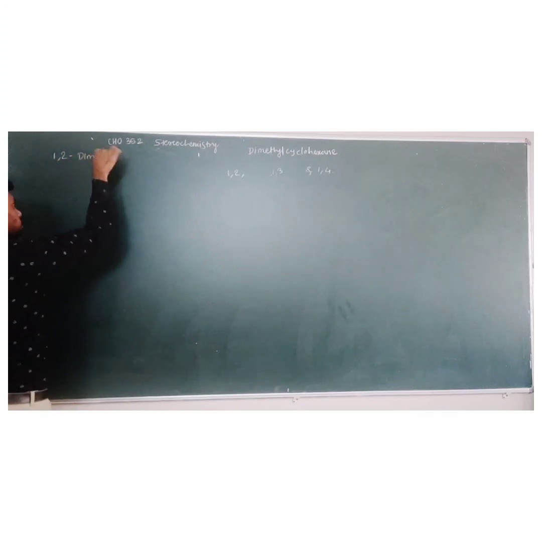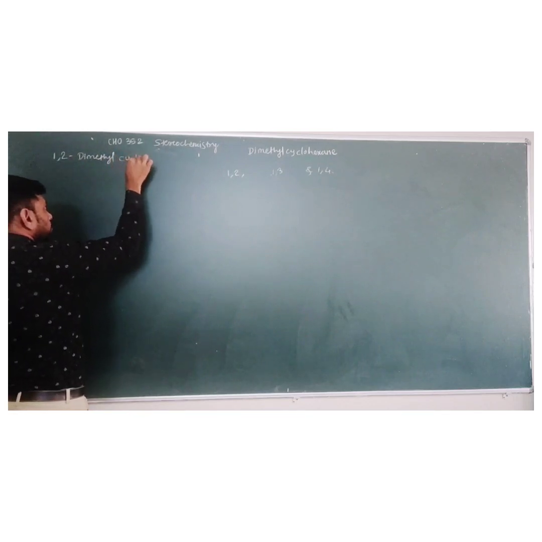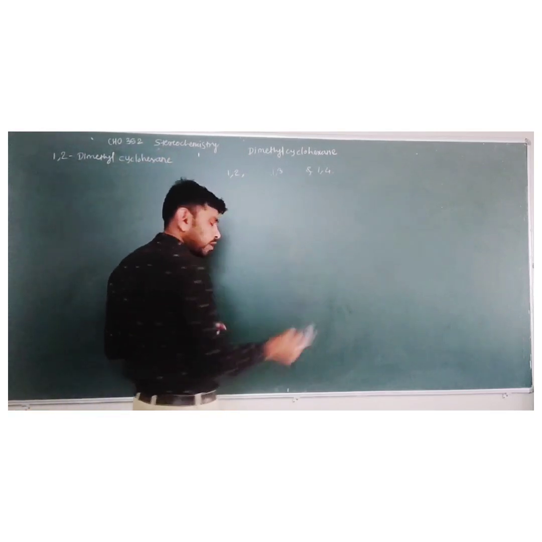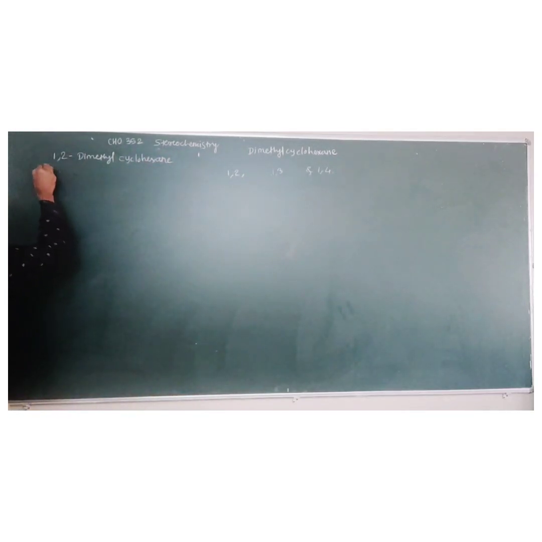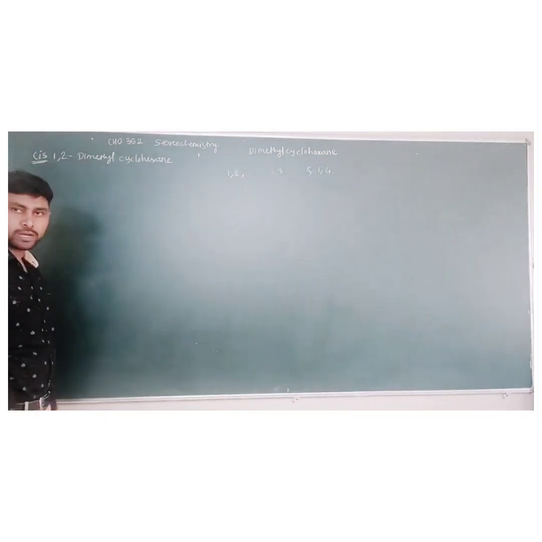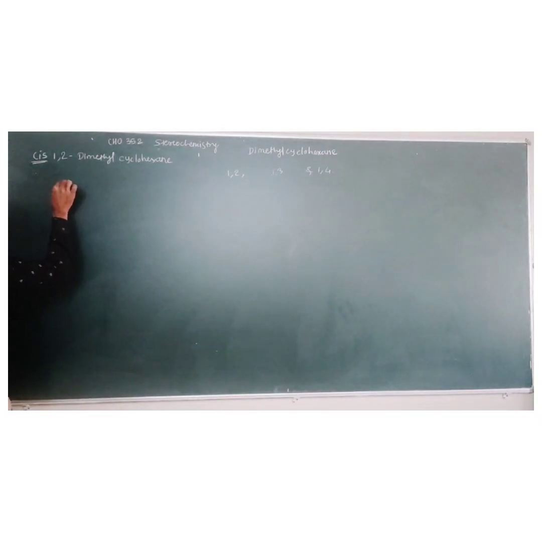1,2 dimethyl cyclohexane exists in 2 forms. Which are these 2 forms? Cis and trans. Let's see cis 1,2 dimethyl cyclohexane first. In the cis 1,2 dimethyl cyclohexane, see the planar structure initially. Here we are showing the cis form.